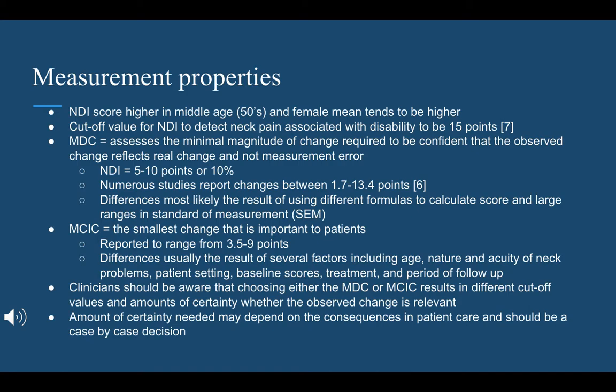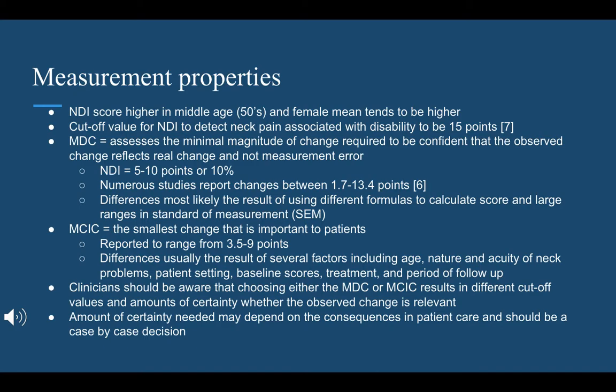These differences are most likely the result of using different formulas to calculate score and large ranges in standard error of measurement. The MCIC is defined as the smallest change that is important to patients. MCIC for NDI has been reported to range from 3.5 to 9. Differences in scores could be the result of several factors such as age, nature and acuity of neck condition, patient setting, baseline scores, treatment, and period of follow-up.